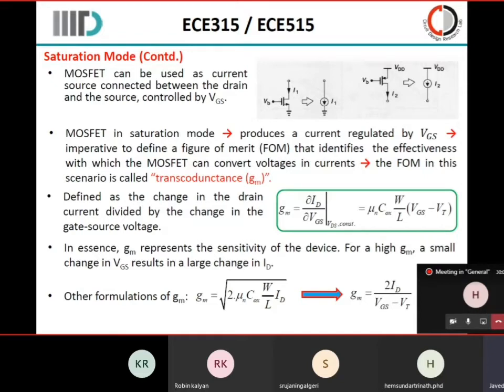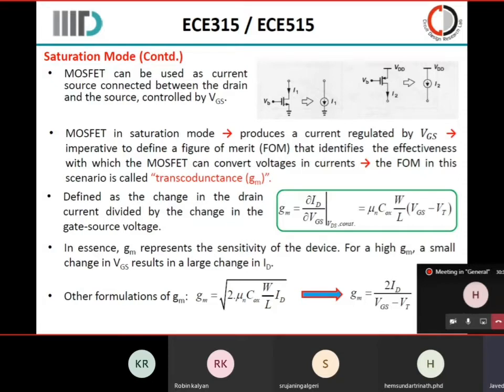When you're using a PMOS device, you would have a current source from the VDD to the circuits, and when using an NMOS device, you would use it from the circuit to the ground. So these are a few symbols that are used interchangeably, and they will be understood. So a MOSFET in saturation mode produces a current regulated by VGS.